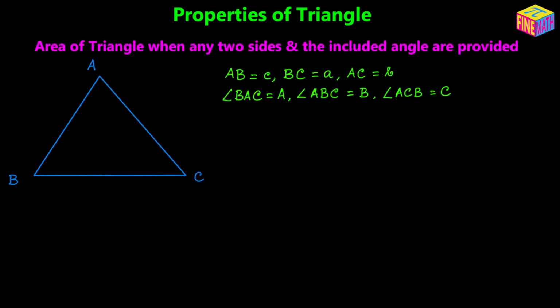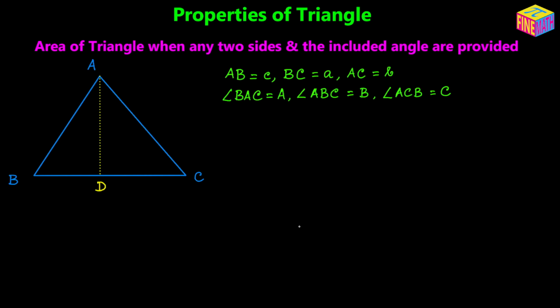Now here let's take BC as the base and let me draw the height, a perpendicular from the vertex A onto the BC, and let's suppose AD is the perpendicular on BC from vertex A. So we can consider AD as the height of this triangle if we consider BC as the base. So what will be the length of AD?